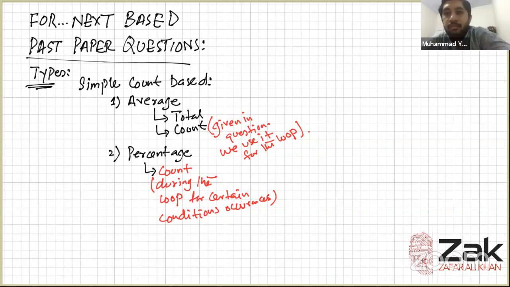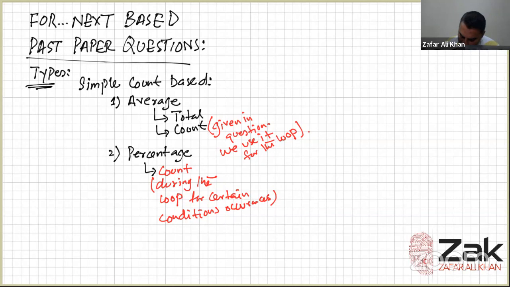Remember, percentages is always from a bigger count. Percentage is of a smaller count out of a bigger count. So the bigger count is given in the question. A smaller count, we have to do it ourselves. So you need to understand.